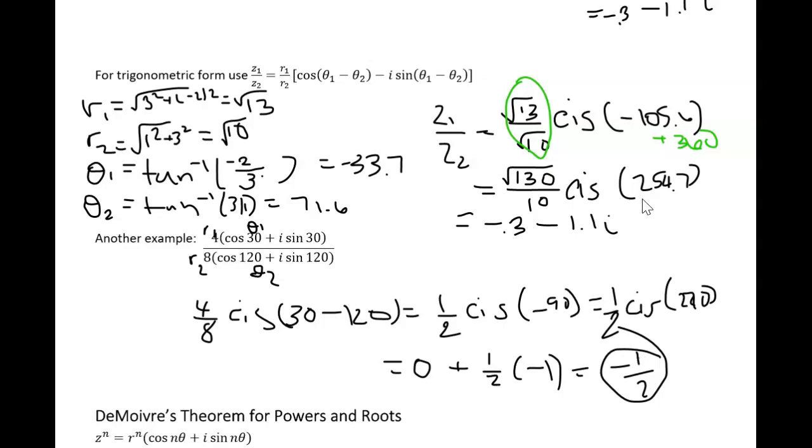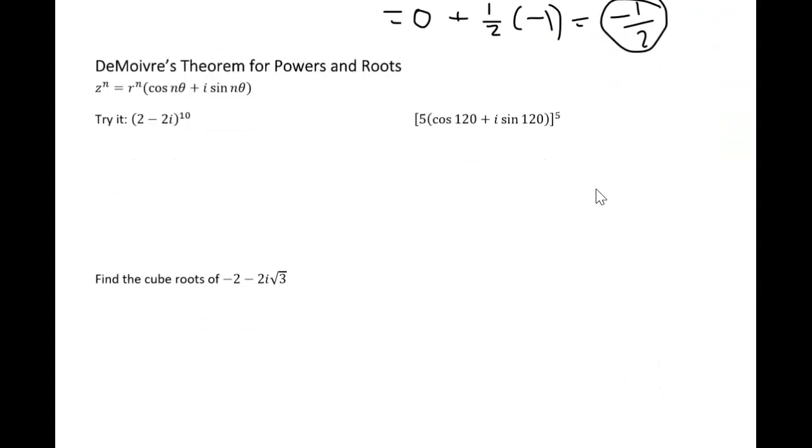All right, last example. So this video's notes are a little bit longer than the last one. De Moivre's theorem for powers and roots has its own formula, and we have the same requirement. We need to know the magnitude, we need to know the power, and we need to know the theta. Now, if you can imagine doing this in algebra, 2 minus 2i to the 10th, unless you remember your binomial expansion theorem, this is not a simple question.